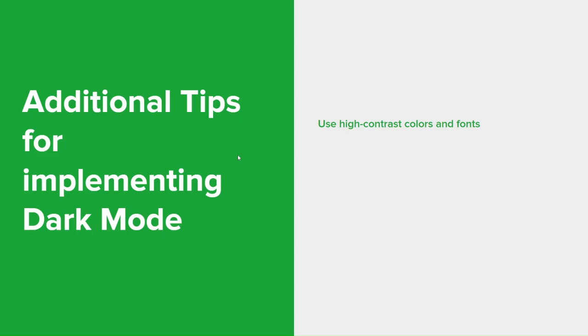First up, you want to make sure that you use high contrast colors and fonts. Make sure that the text and other design elements are readable in dark mode by using high contrast colors and fonts. A good rule of thumb is to use a contrast ratio of at least 4 or 5 to 1.